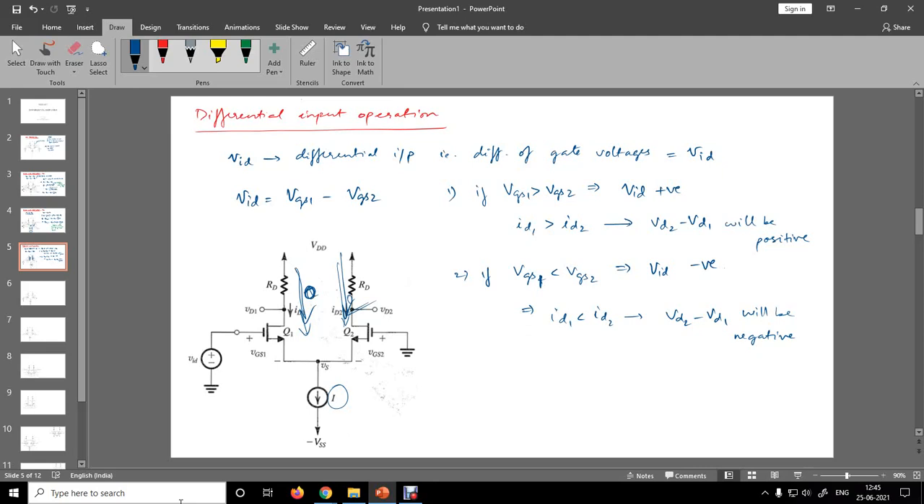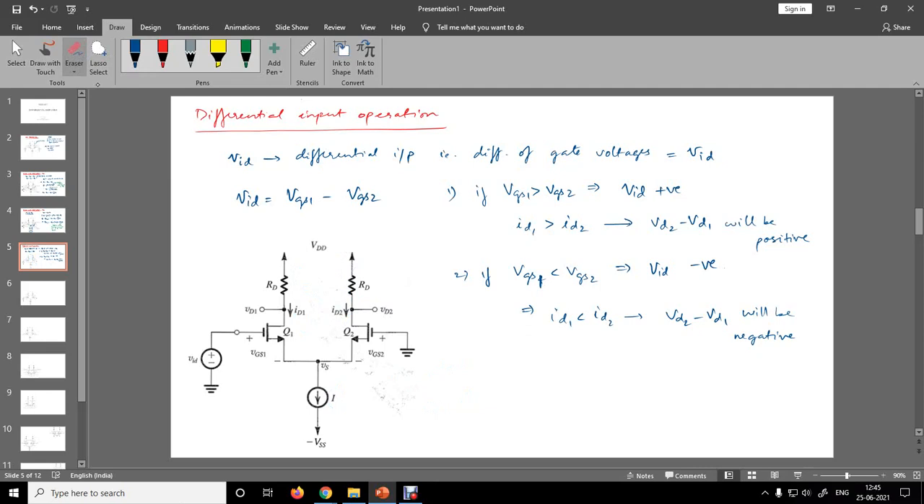So whichever MOSFET requires it, say suppose you are taking an output at Q2, right? Then obviously you don't need any current here. Which means that VGS2 should be more than VGS1, which makes VID negative. Right. So all the current will flow here. Okay, because I'm giving you the example of when you are taking a single-ended output. Right.